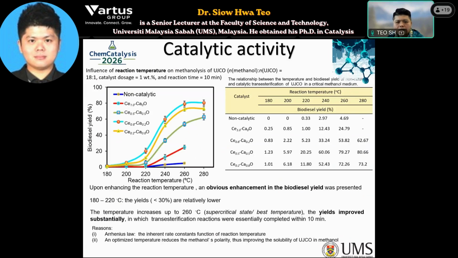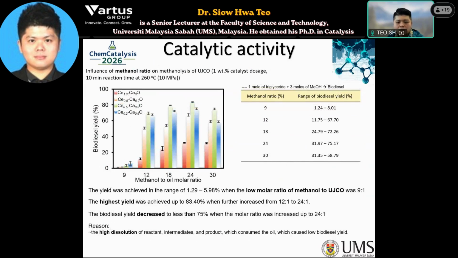So when the temperature increases, among this condition investigation, the highest biodiesel yield of approximately 83% can be achieved with the methanol to oil ratio of 24, using the mixed oxide catalyst. However, the increased content of methanol resulted in a decrease of biodiesel yield due to excess methanol. It dilutes the reactant and the reaction intermediate, reducing the effectiveness of the transesterification process.